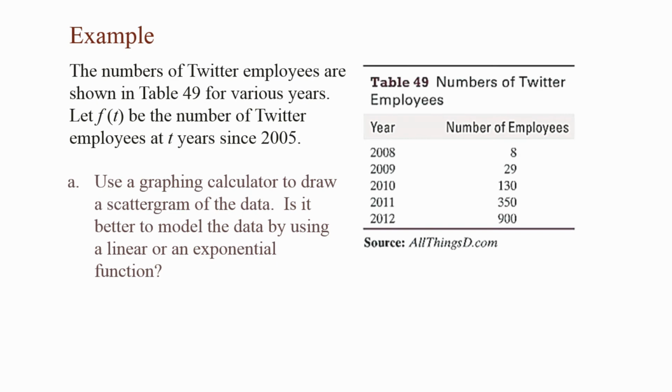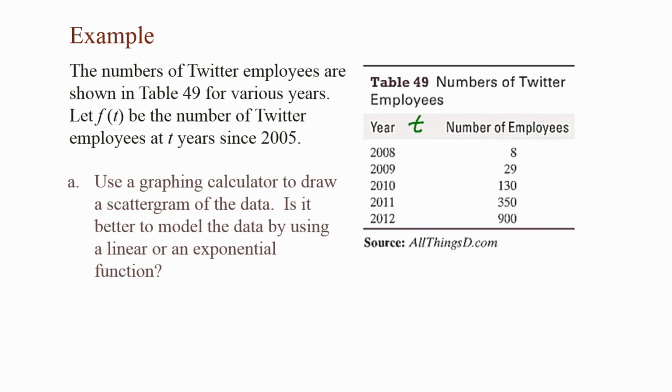In this example, the number of Twitter employees are shown in Table 49 for various years. For the year 2008, the number of employees was 8, 2009, 29, 2010, 130, 2011, 350, 2012, 900. Source, allthingsd.com. Let f of t be the number of Twitter employees at t years since 2005. We want to use a graphing calculator to draw a scattergram of the data. Is it better to model the data using a linear or exponential function?